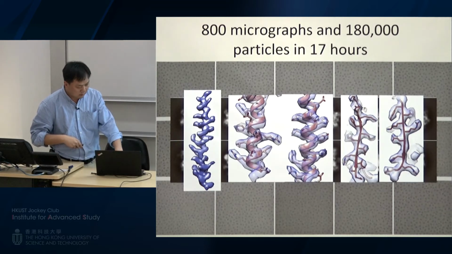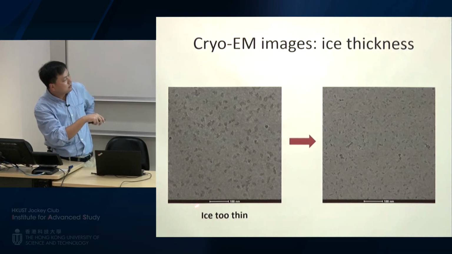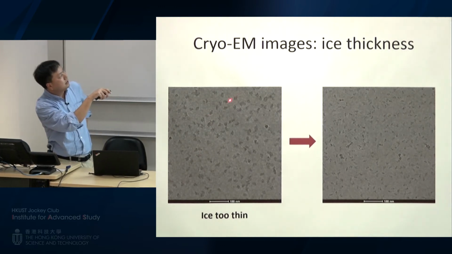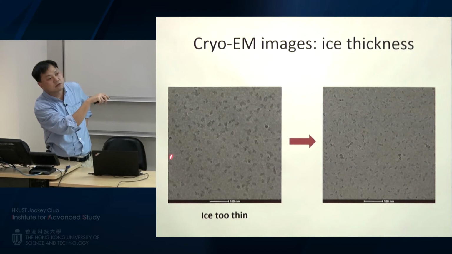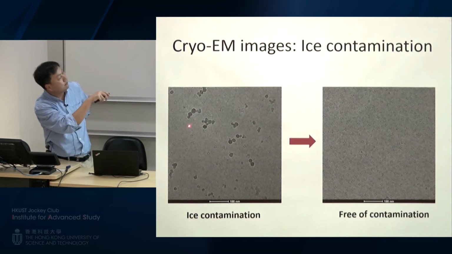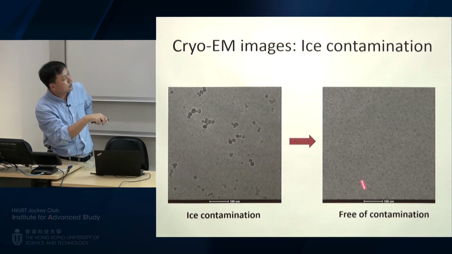Actually, most of the time we will struggle with sample preparation. Sometimes we have to play with the ice thickness. For example, if the ice is too thin, the sample will collapse. What you are seeing here is a big particle collapsed into a random shape, and although it looks dark here, we cannot get a meaningful 3D structure from those images. And often we get contamination of different things. For example, what you are seeing here are actually ice crystals formed during the sample preparation. A clean grid should look like this.